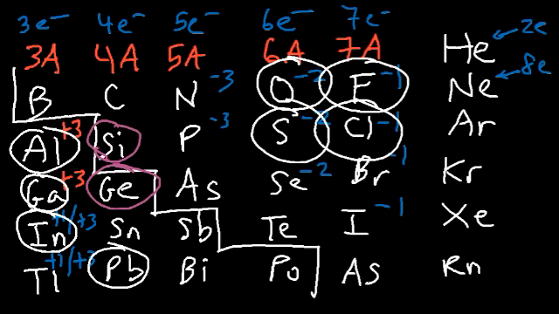Now, which metalloid do you think conducts more electricity, silicon or germanium? As you travel to the left and down across the periodic table, the elements become more metallic. Metallic character increases this way. So which one behaves more like a metal, silicon or germanium?